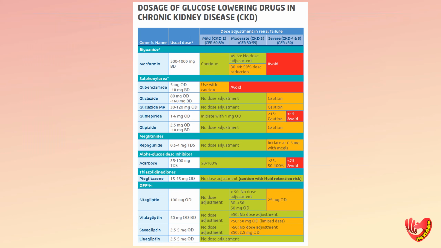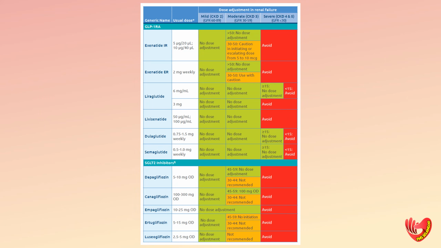This slide shows dosage of glucose-lowering drugs in chronic kidney disease. Please refer to this table to see adjustment of OGLDs in CKD patients. This slide is the continuation of dosage of glucose-lowering drugs in CKD.